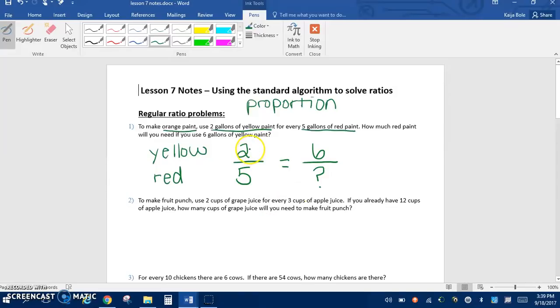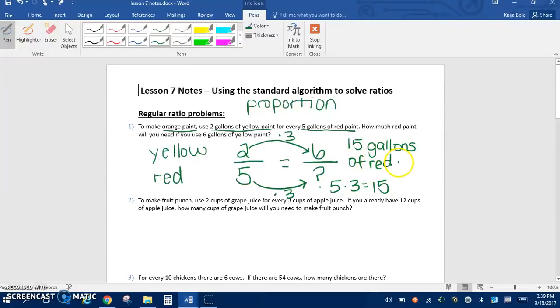Here we ask ourselves, 2 times what gives us 6? We know that 2 times 3 gives us 6. Then down here we're asking 5 times 3 is what? We have to use the same number here because these are equivalent ratios. This is our C value. We know 5 times 3 is 15, so our answer is going to be 15 gallons of red paint. That's our final answer.